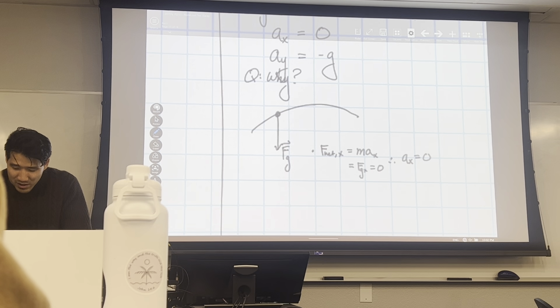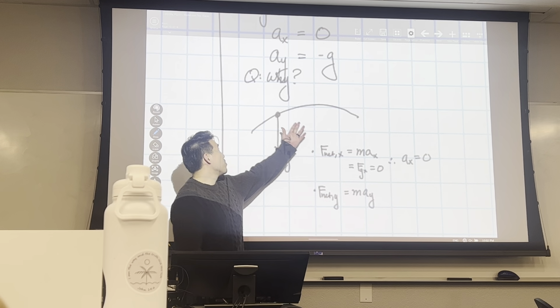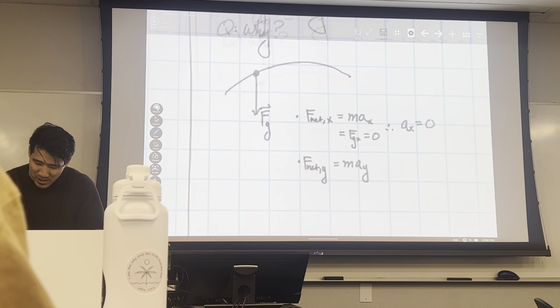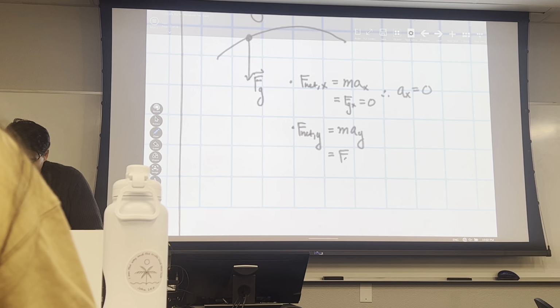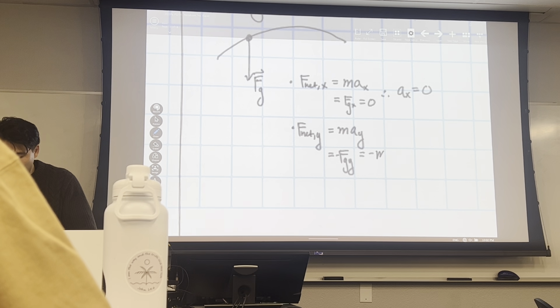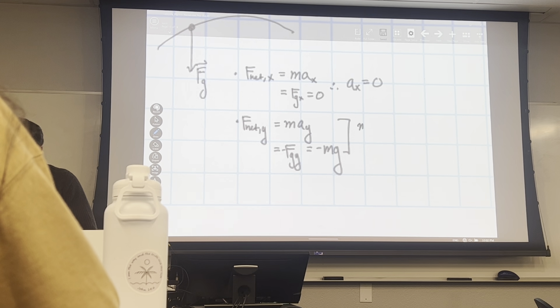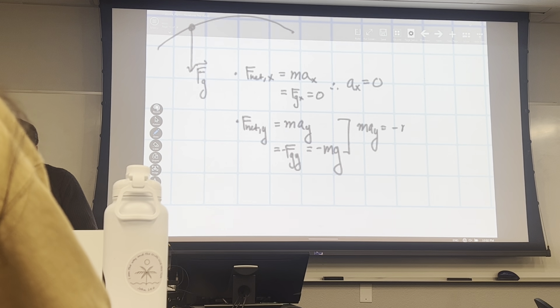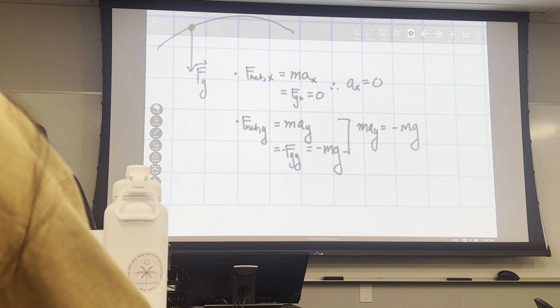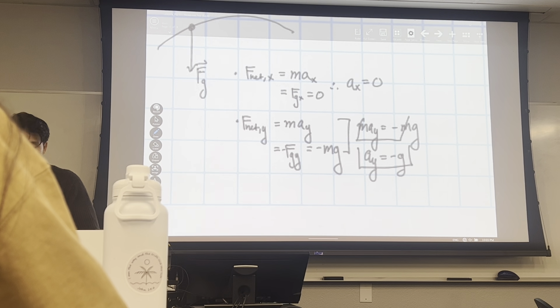We could do a similar analysis in the y. Newton's second law tells us that the net force has to equal mass times the acceleration in the y. But what is the only force acting in the y? The force of gravity, which is negative mg. And putting both of these together tells you that the masses cancel out and the acceleration in the y direction is negative g.